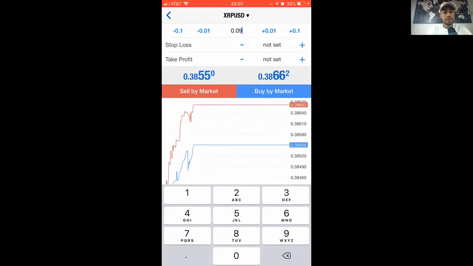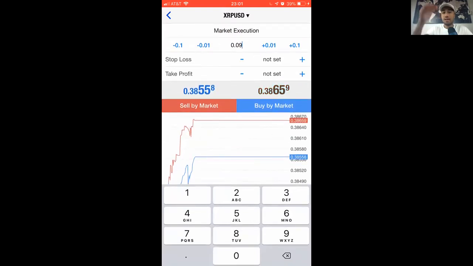Now, right there in the middle, there's going to be some number. That number is what we call the lot. Now, the lot is just the amount of money that you're going to be trading with, essentially. Not really going to go into the definition, stuff like that.